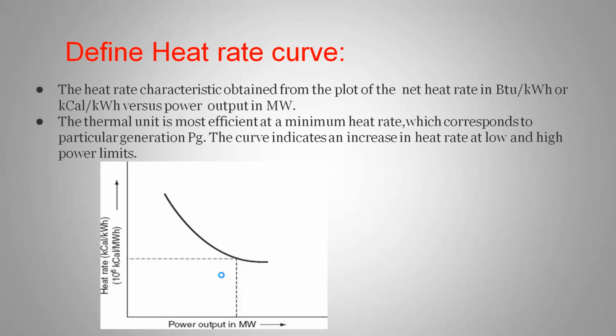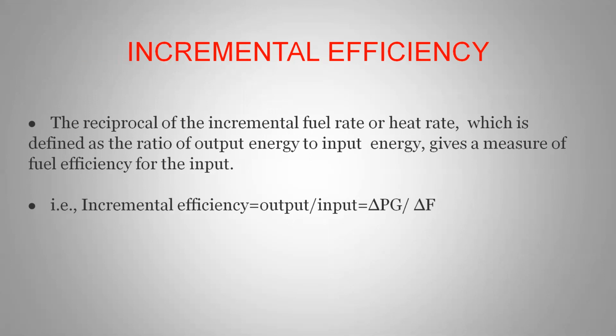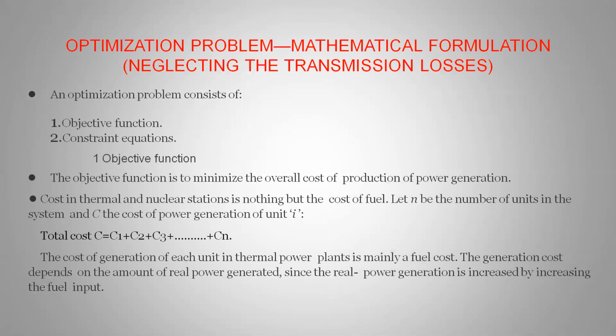This is heat rate. Efficiency means output by input. What is output? Change in power generation, delta Pg, by input delta F. That's enough. Okay, so this is the last topic.